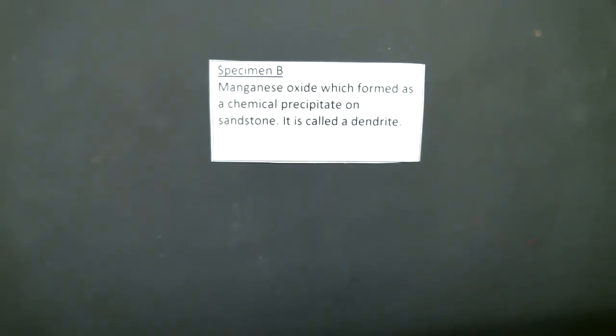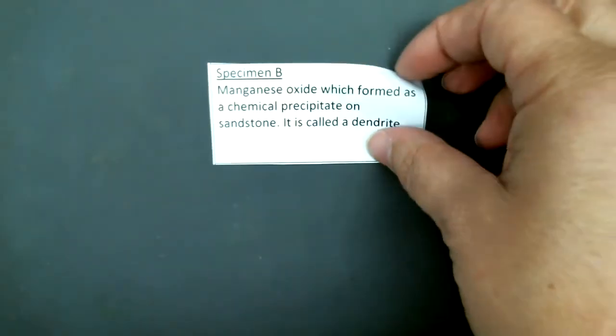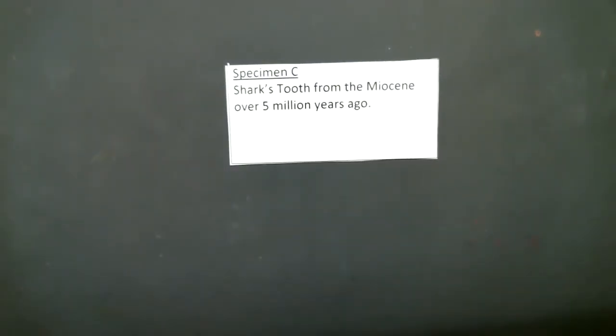All right, classify it. Is it a fossil? Evidence of life. Is it a trace fossil? Evidence of the activity of life? Or is it a non-fossil, including pseudofossils, which look like fossils? All right, specimen C is a shark's tooth from the Miocene.